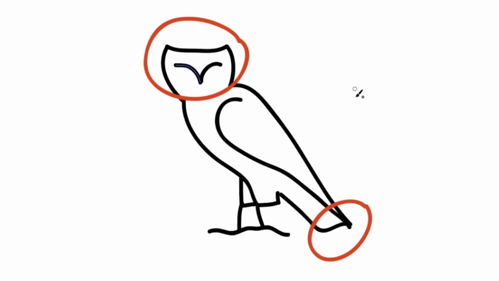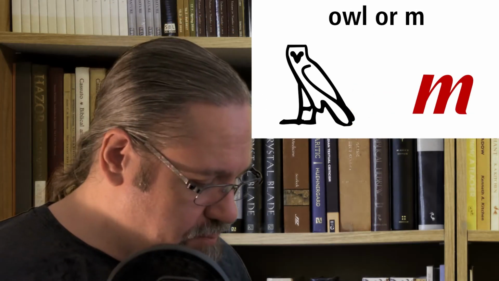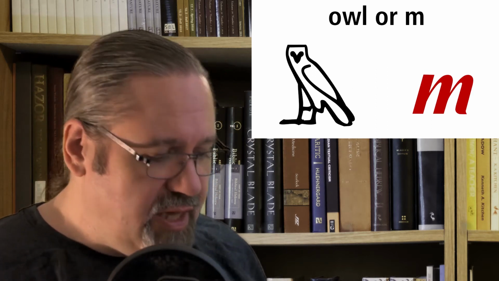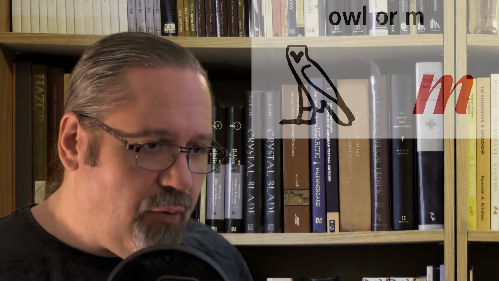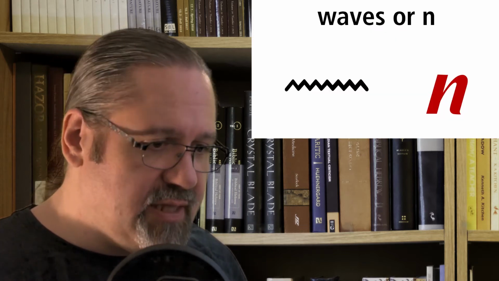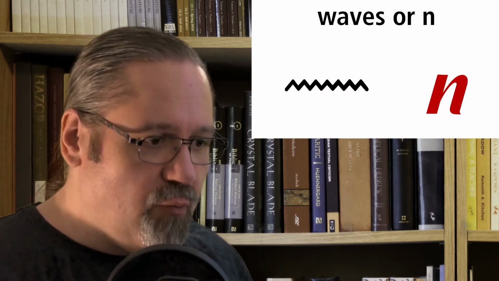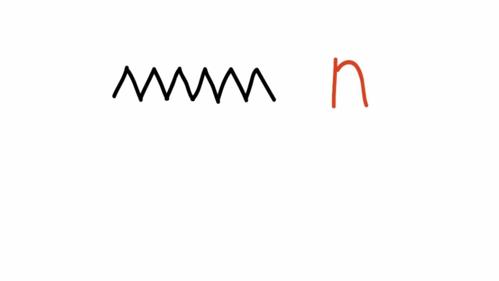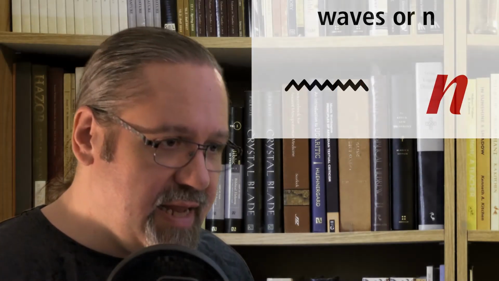Now, the owl is transliterated by the letter M. And it's pronounced like M as in Mary or mother. And like other hieroglyphs with a face, this one has a direction, and you read the owl into the face. The next letter we're going to do is the letter N, or the water waves. To draw this letter, make a zigzag with 6 peaks. The letter is transliterated and pronounced as the letter N as in Nancy.